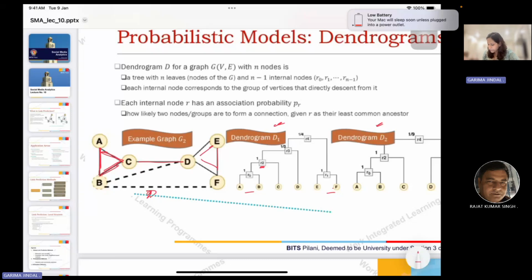If I cut this dendrogram from here, you can see that there are three groups. One is ABC, the other is D, and the third one is EF. So this is the hierarchy that we can represent using a dendrogram.